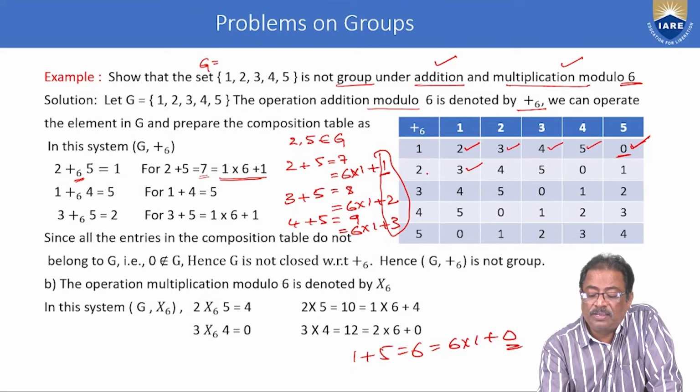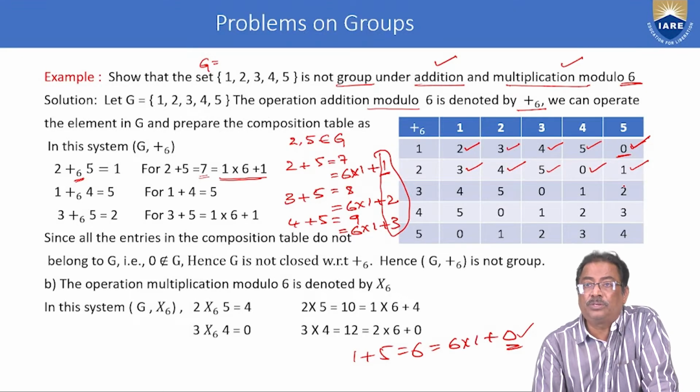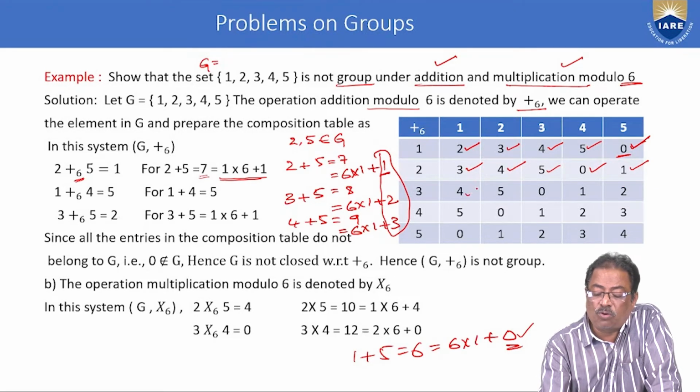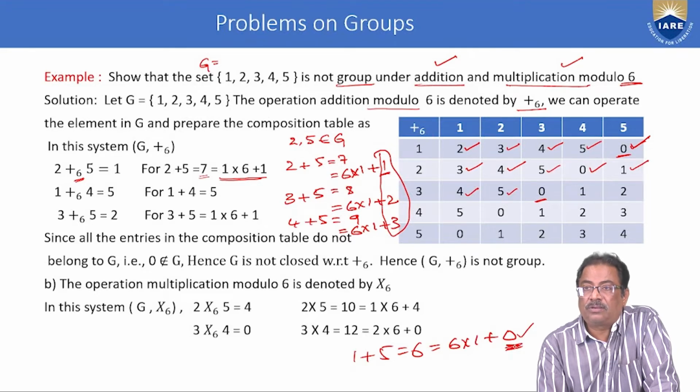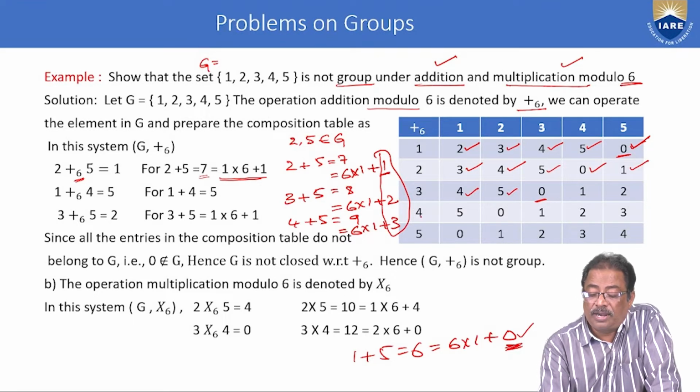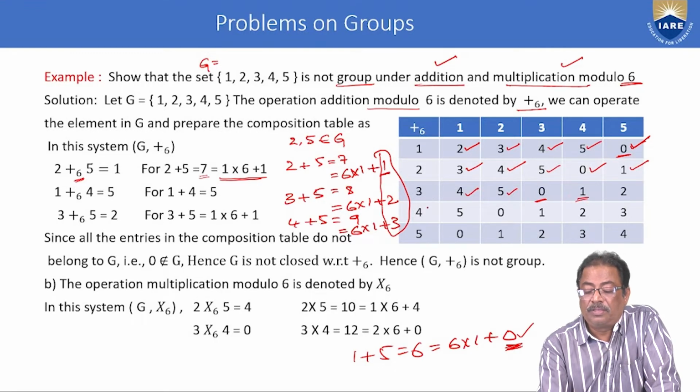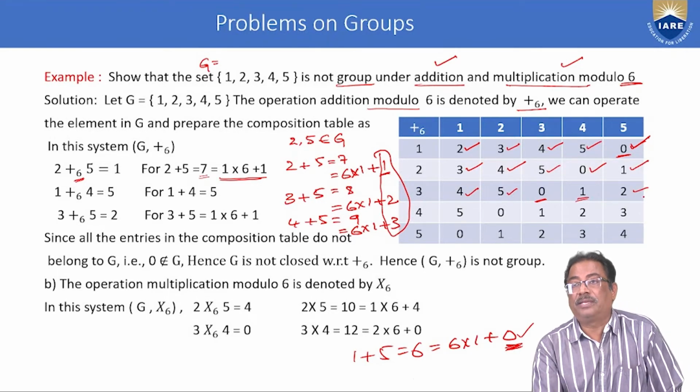Now 2 plus 1 is 3, 2 plus 2 is 4, 2 plus 3 is 5, and 2 plus 4 is 6, so again I am taking 0. 2 plus 5 is 7, and 7 I am going to write as 1. Next, 3 plus 1 is 4, 3 plus 2 is 5, and 5 is lesser than 6, so I am taking the same number. 3 plus 3 is 6, so I am going to write 0. 3 plus 4 is 7, so I write 1. And 3 plus 5 is 8, so I am taking 2.